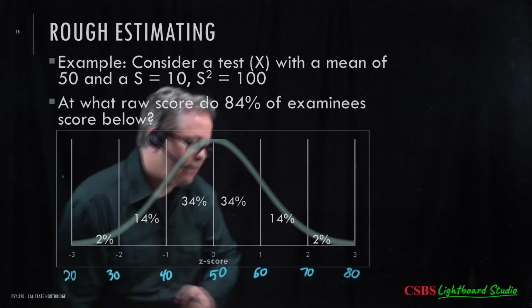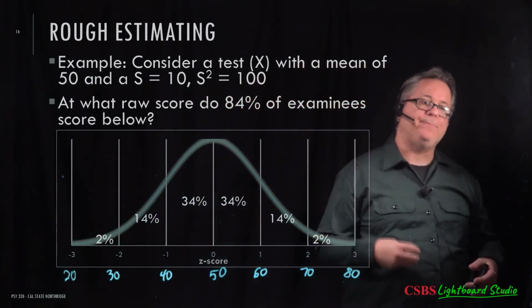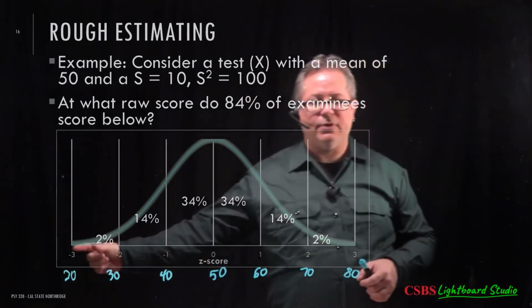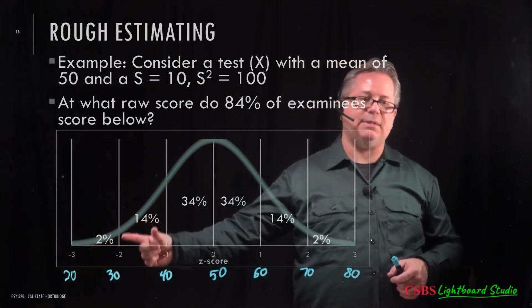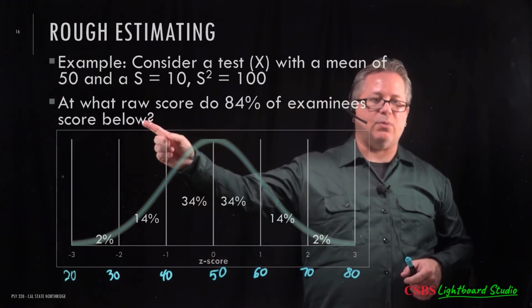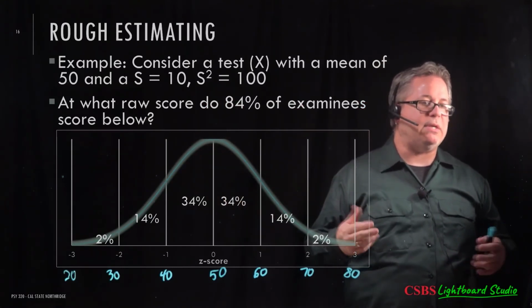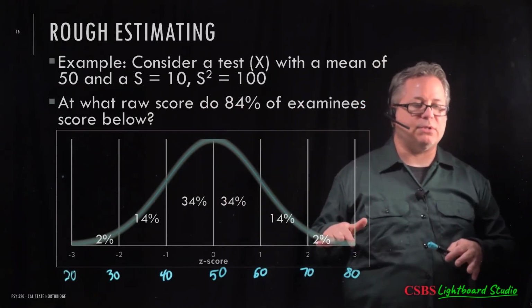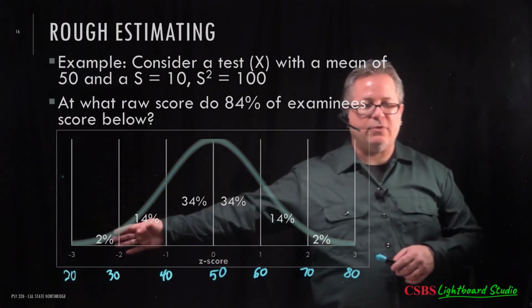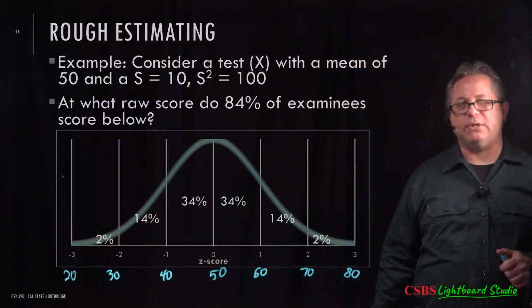I can convert this over and do a z-score conversion, and I'll do that in a second. But if I just write this down, I realize that 2 plus 14 is 16, 16 plus 34, up to here, is 50%. So it says, at what raw score do 84% of examinees score below? At what score would I need to have 84% of students do worse than I did? That means it's going to be looking at things to the left. Up to this point, if I scored at the mean, 50% of students did worse than I did. So I need to go up a little more.